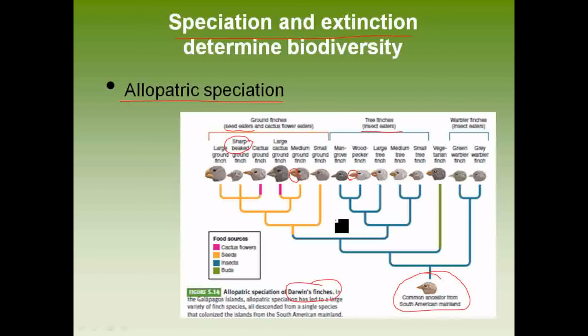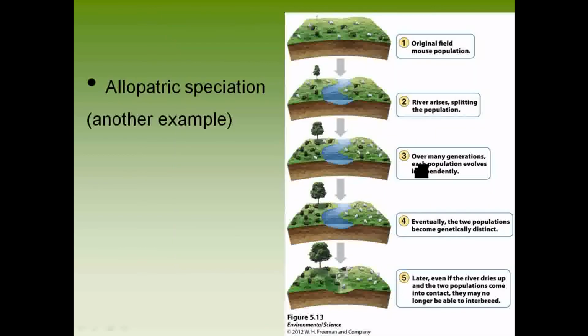Over time, if the genetic difference is enough, they cannot interbreed anymore. And sure enough, that's what's happened with all of these finches. They do not interbreed. They are each individual separate species. They cannot successfully reproduce amongst themselves. Here's another example of allopatric speciation.